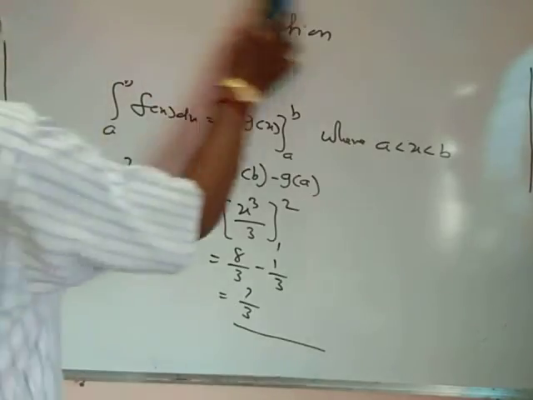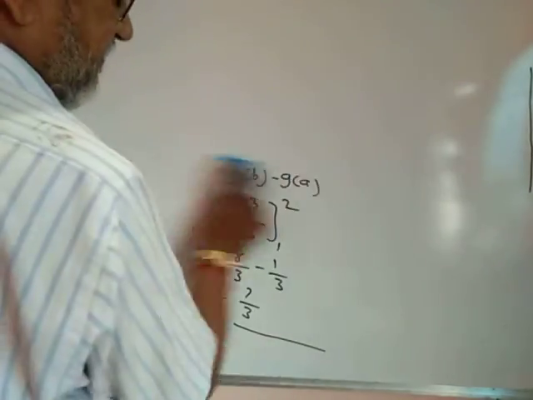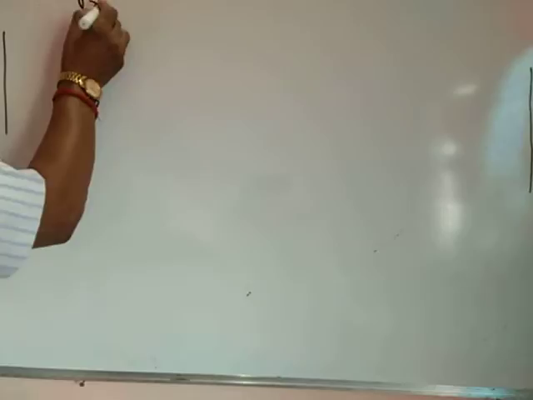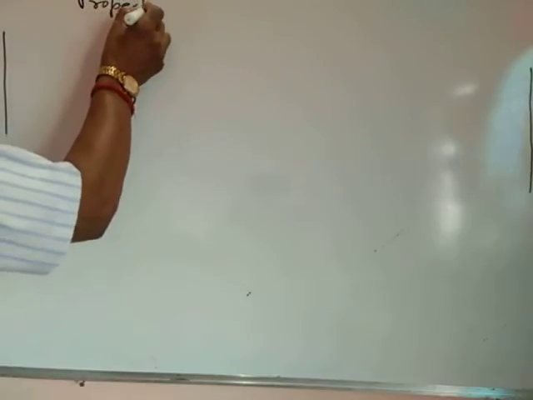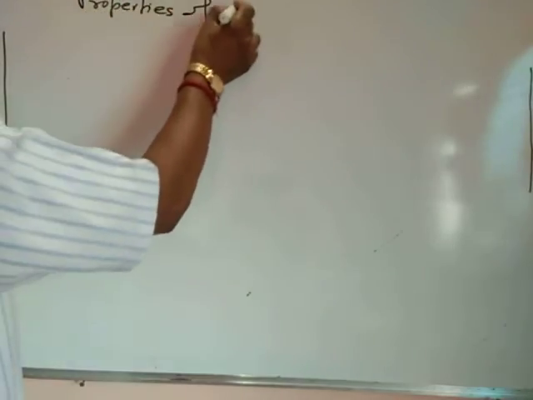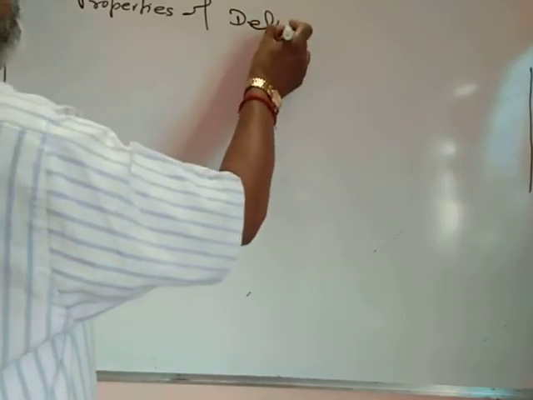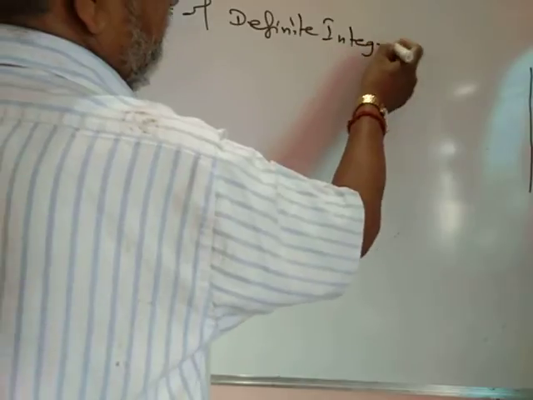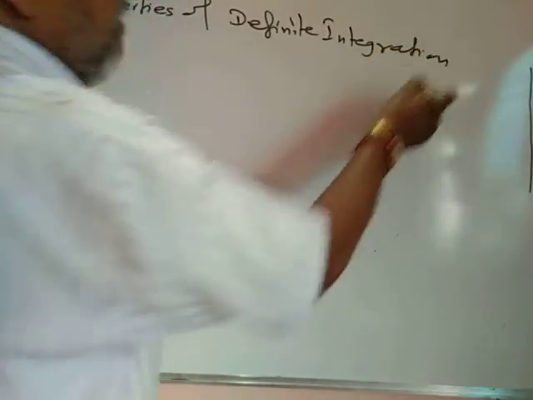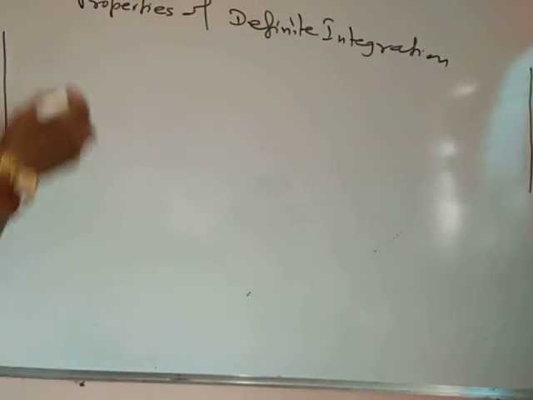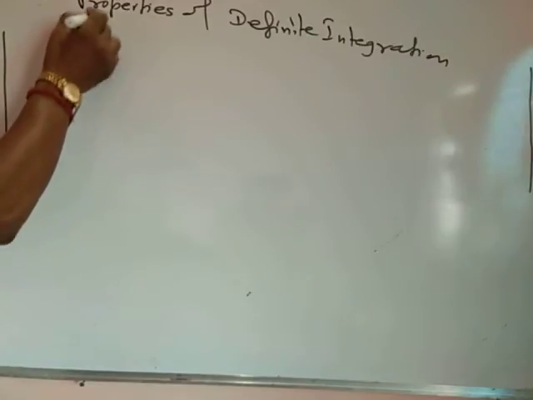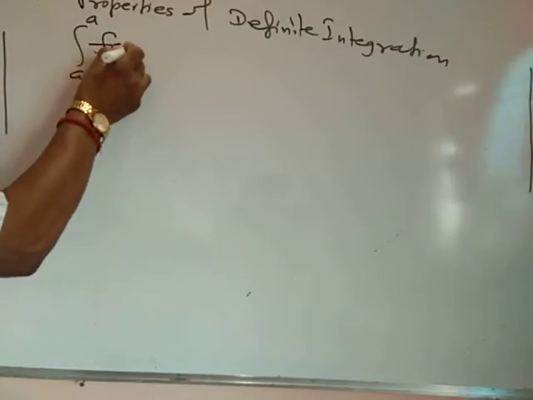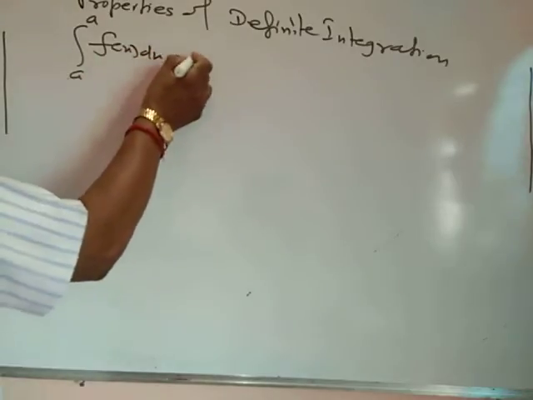Now we'll see the properties of definite integration. Properties of definite integration. So integral from a to a of f(x) dx is equal to 0.